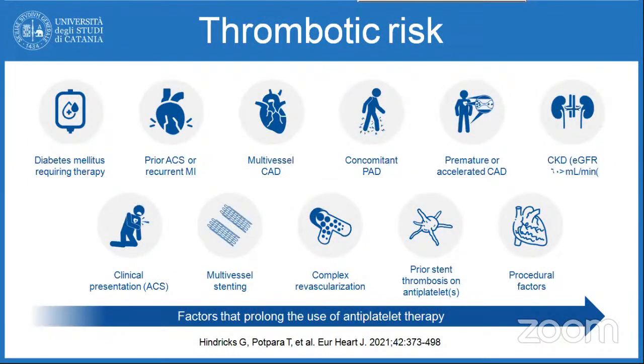These are the thrombotic risks of the patient. Number 1: diabetes mellitus requiring therapy, prior acute coronary syndrome or recurrent myocardial infarction, multivessel coronary artery disease, concomitant peripheral artery disease, premature or accelerated coronary artery disease, chronic kidney disease with GFR less than 60 milliliters per minute. Here are the clinical presentation of acute coronary syndrome in the acute stage, multivessel stenting, complex revascularization with bifurcation of two stents, prior stent thrombosis on antiplatelet therapy, and procedural factors. These factors prolong the use of antiplatelet therapy. Next.